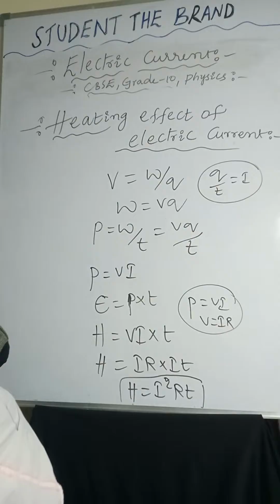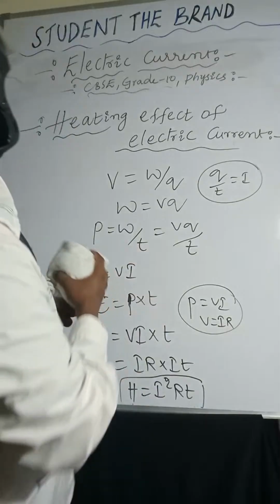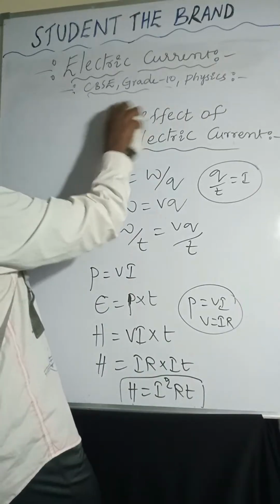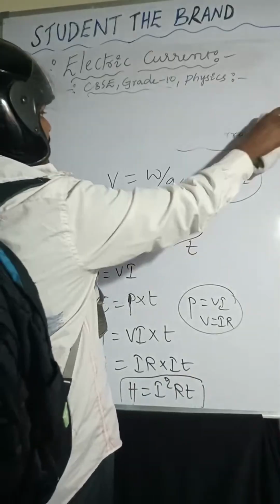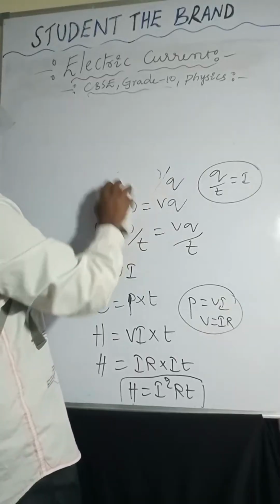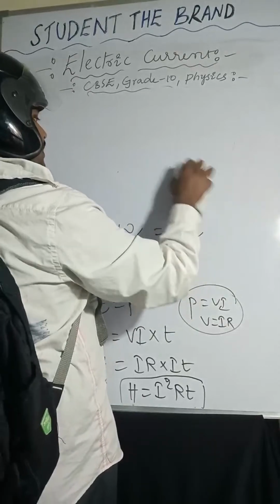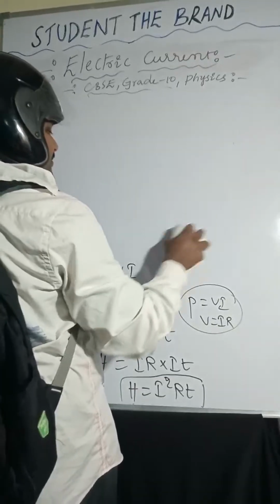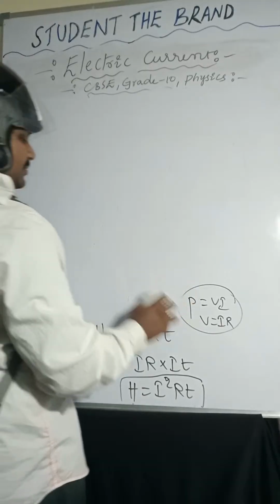Now we will discuss magnetic effects of electric current. Heating effect of electric current is already completed. So V equal to W by Q, W equal to VQ, P equal to W by T, VQ by T, P equal to VI. Everything is completed. Now we will discuss magnetic effects of electric current.